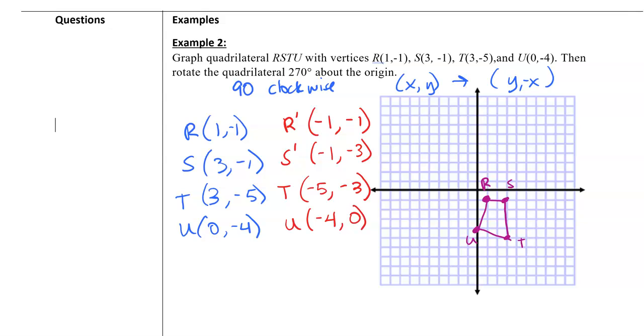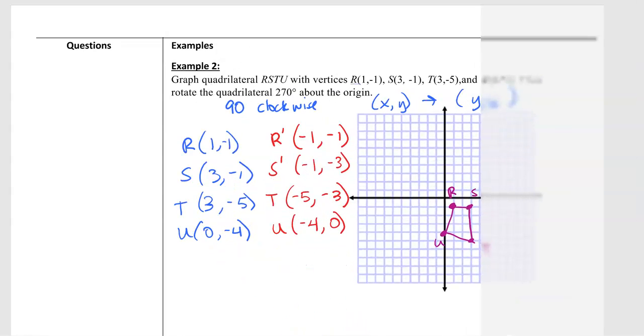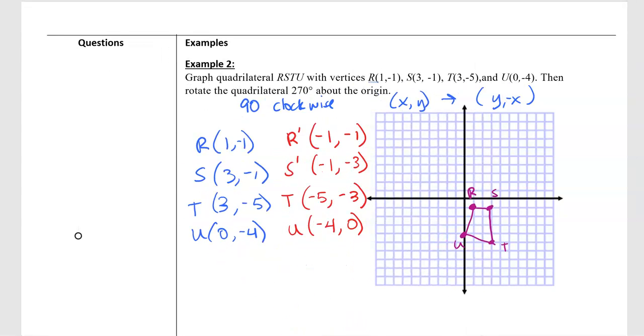So let's graph it, and then take a look. So, -1, -1, excuse me. And then -1, 1, 2, 3. And then 1, 2, 3, 4, 5, 1, 2, 3. And then 1, 2, 3, 4. Okay, so this is R prime, S prime, T prime, U prime.